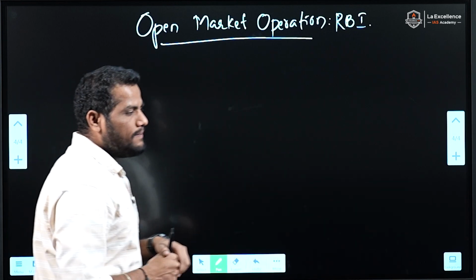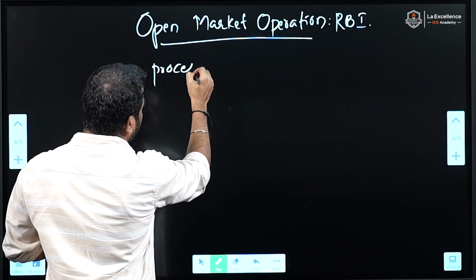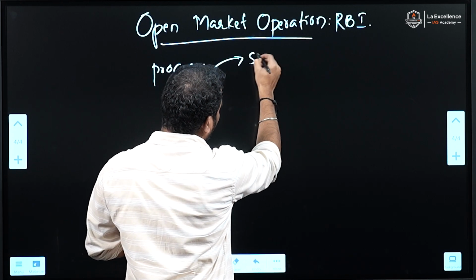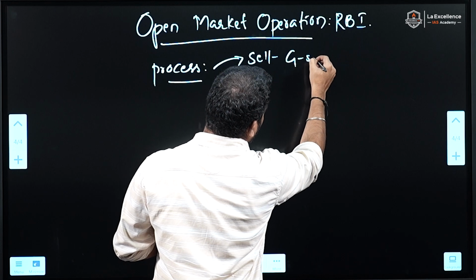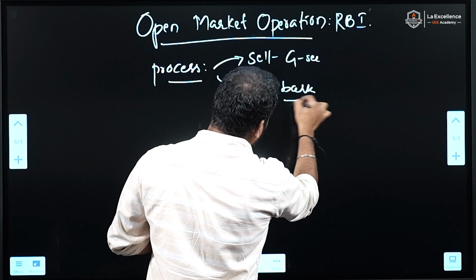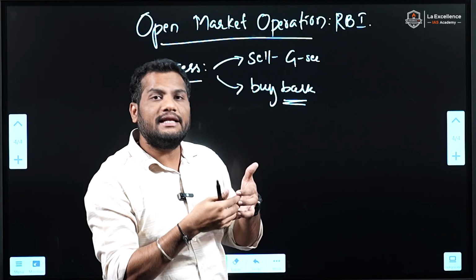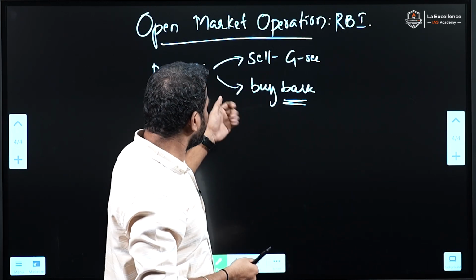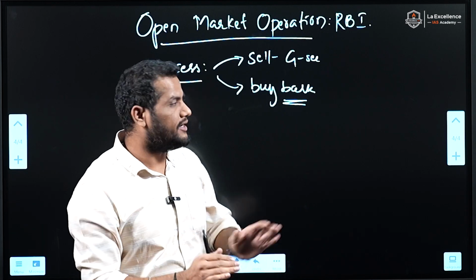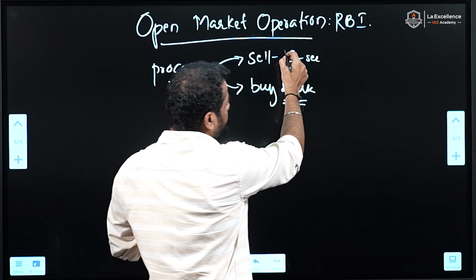Open market operation is nothing but a process conducted by the RBI. It either sells G securities in the Indian market or buys back the securities. Whenever it sells G securities in the Indian market, it tries to suck liquidity out of the market. Whenever it buys back G securities from the market, it injects liquidity into the Indian market or banking system. But first, we will discuss what G securities are in particular.